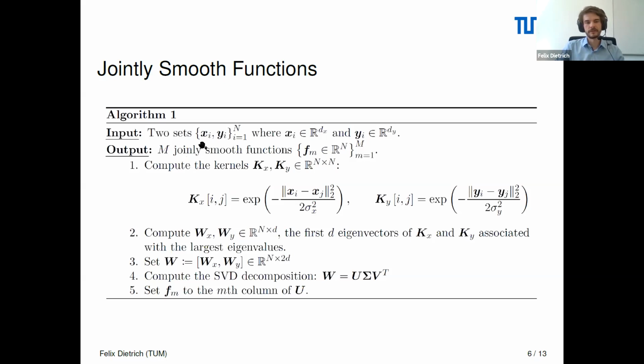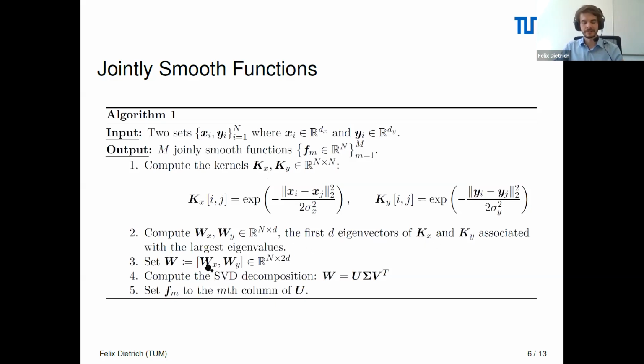So let's briefly go over it. We have given two sets, so parameters X and observations, Y, for example. And we have pairs of these, right? This is really important. And the output of the algorithm then is a selection of capital M jointly smooth functions. And the way it works is that we separately construct two kernel matrices, Kx and Ky, on the parameters X and the observations Y. We then compute individually the first d eigenvectors, where the number d can be relatively large, so let's say between 100 and 1,000 eigenfunctions or eigenvectors in this case of these matrices.